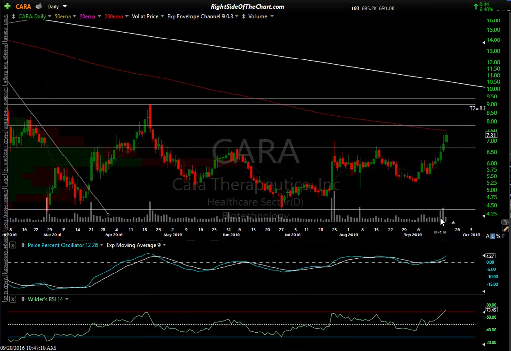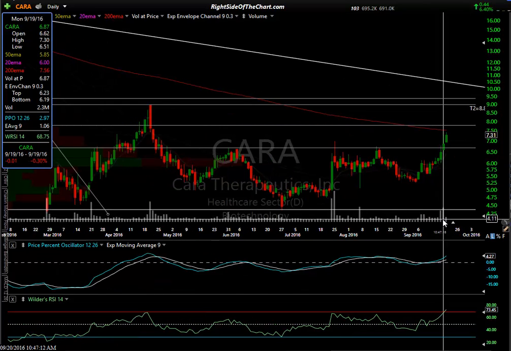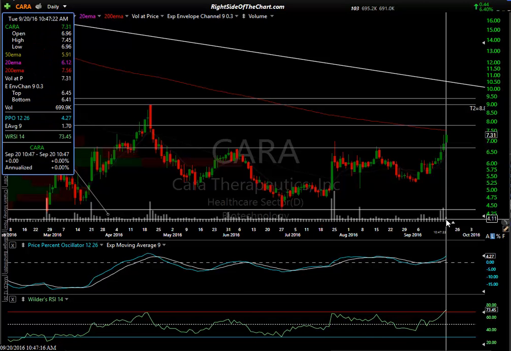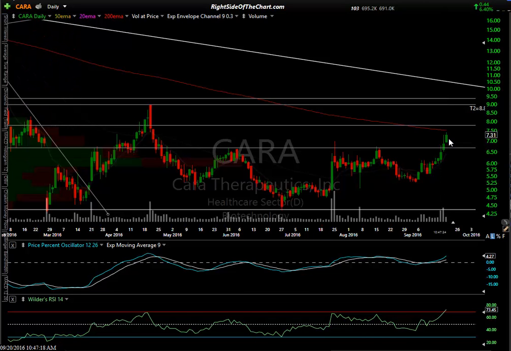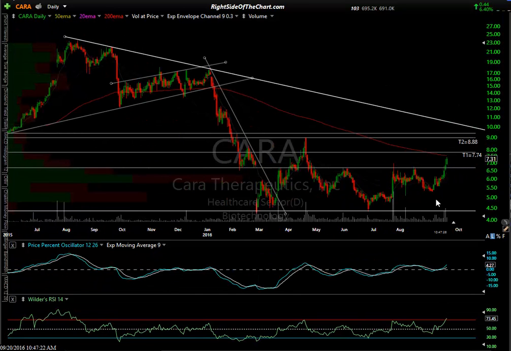I see the breakout yesterday right here. The breakout was confirmed on above average volume, which is what I like to see, and so far so good. We're seeing some good volume coming into the stock today. Following up, it's taken out yesterday's highs. Everything I like to see in a breakout.